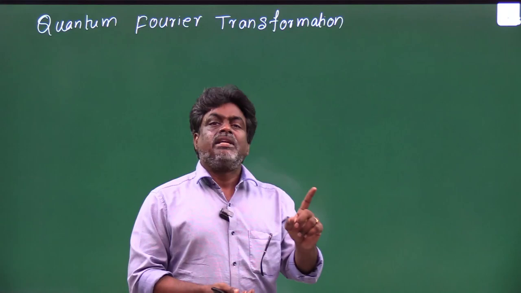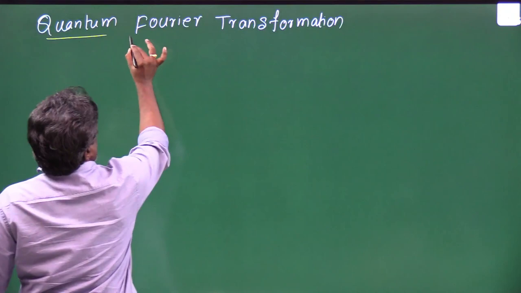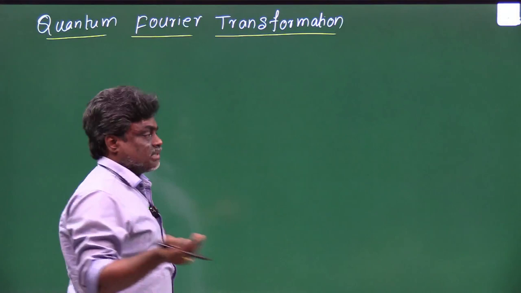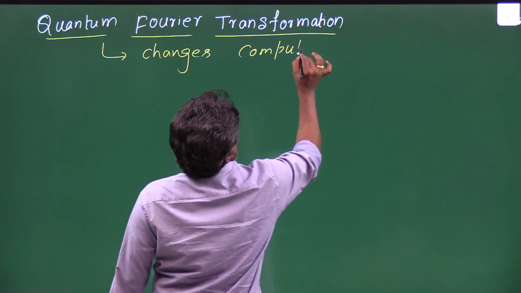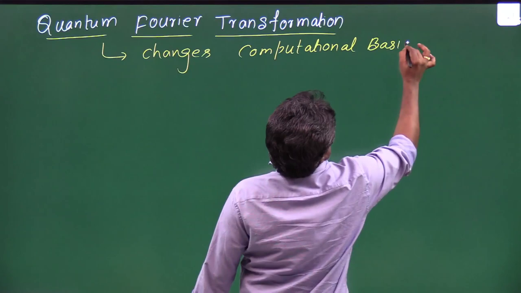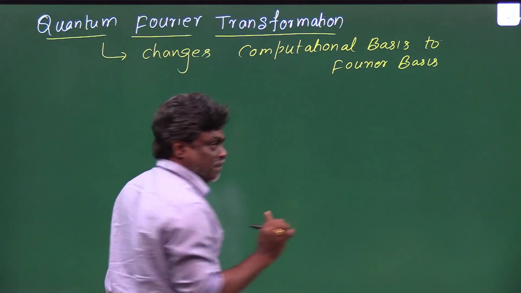That's it. So now come to the Fourier transform. I hope you understand. Once again, transformation means transforming from one basis to another basis. Now what is this quantum Fourier transform? This changes computational basis to Fourier basis. So quantum Fourier transformation is basically designed for changing the computational basis to the Fourier basis.